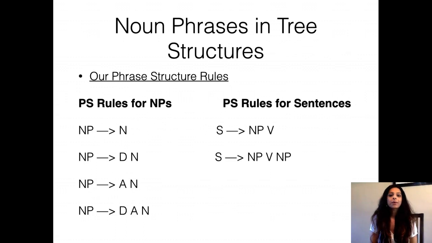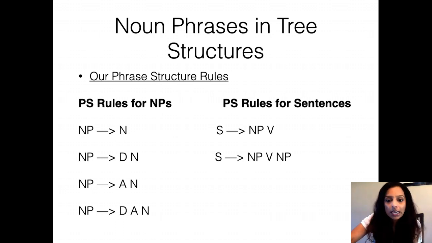So here is a summary of what we just saw with phrase structures for both noun phrases and sentences. For noun phrases, we have 4 different rules. A noun phrase can either be just a noun, cat or cats. NP can be a determiner and an N, the cats. NP can be an adjective and an N, old cats, or it can be a determiner, an adjective, and an N, the old cats.